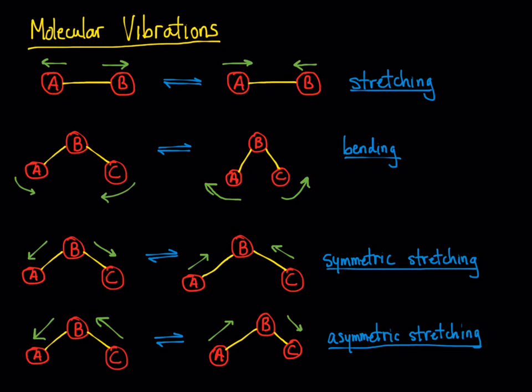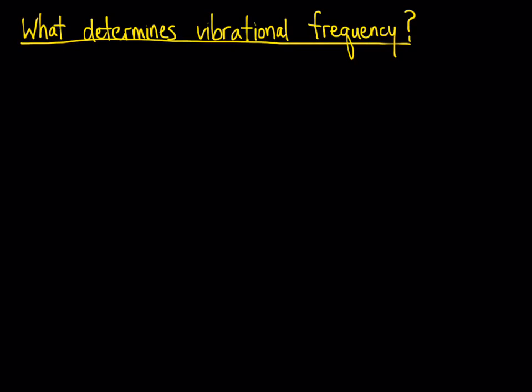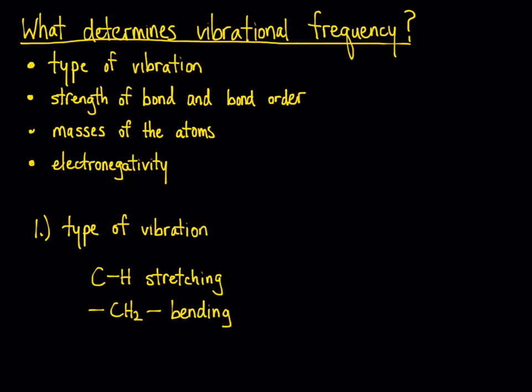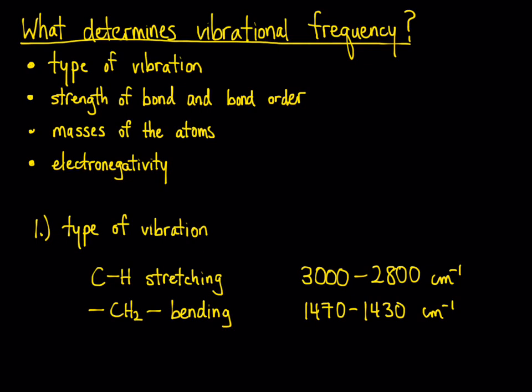But there are a few factors that determine where the vibrational frequency will lie. Vibrational frequencies are determined by the type of vibration, the strength of the bond, the masses of the atoms, and by electronegativity. The first factor is the type of vibration. If we were to consider the CH stretch versus the CH2 bend, we see that the stretching vibration occurs at a higher frequency. This tells us that stretching vibrations require more energy than bending vibrations.